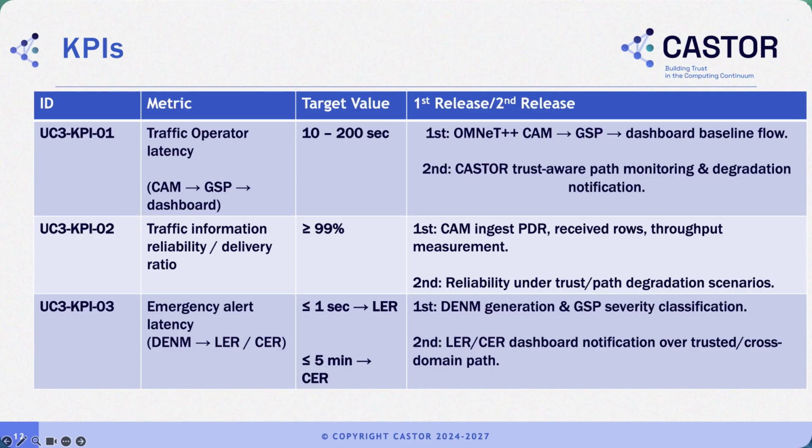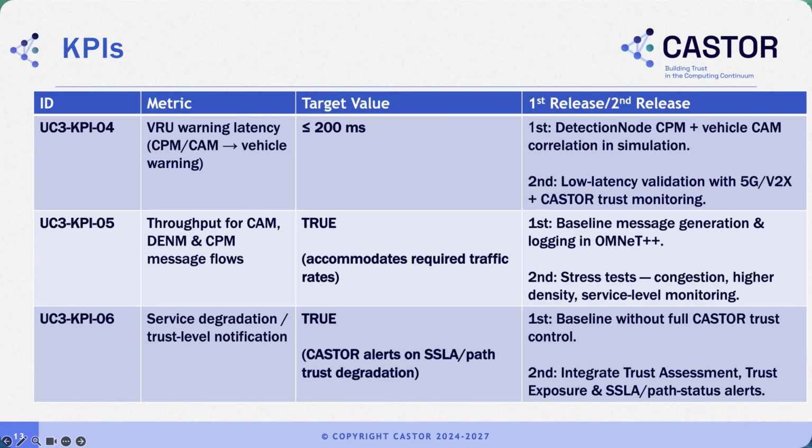We're measuring against 6 KPIs: traffic operator latency, end-to-end in the 10 to 200 second range; reliability, a delivery ratio of at least 99%; emergency alert latency, under 1 second to the local responder, under 5 minutes to the central one; VRU warning latency under 200 milliseconds; sufficient throughput for all 3 message flows.